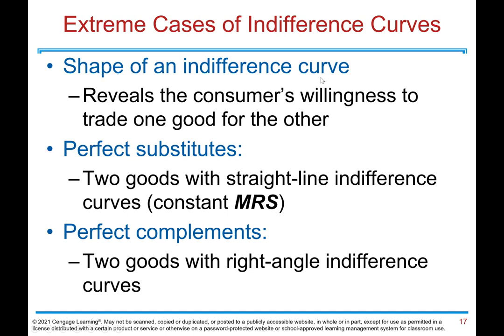Extreme cases of indifference curves. The shape of an indifference curve reveals the consumer's willingness to trade one good for the other. Perfect substitutes: two goods with straight line indifference curves, that is, a constant marginal rate of substitution. Perfect complements: two goods with right angle indifference curves.